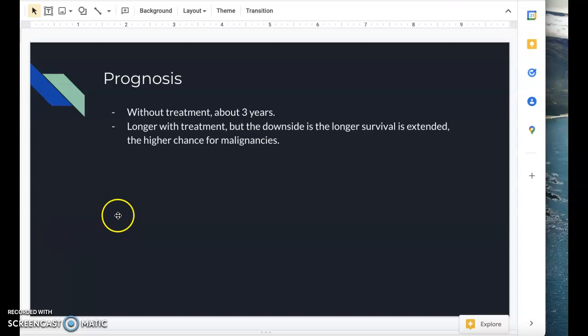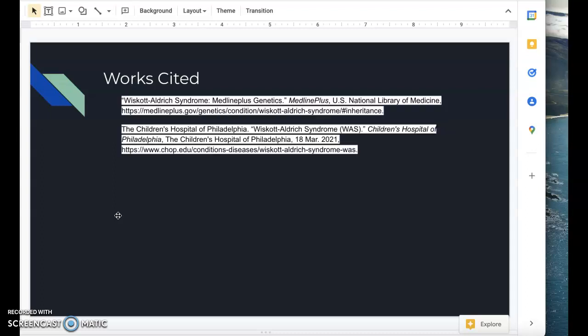The prognosis isn't great with or without treatment. Without treatment, it's about 3 years. With treatment, they can survive longer, but the problem is that the longer they survive, the higher risk they have for developing malignancies, which are cancers within the body. So even though the treatment does work, their body still can potentially develop malignant cancers later on in life.